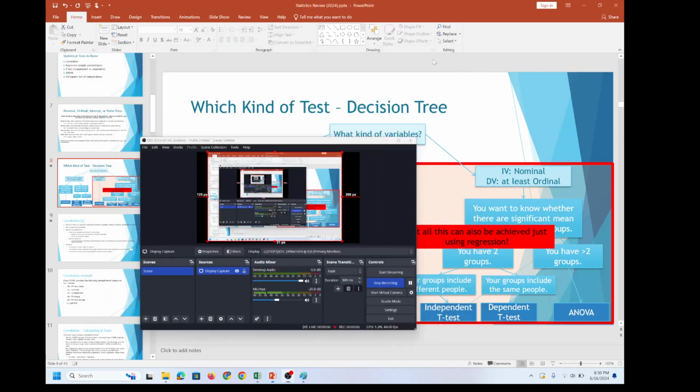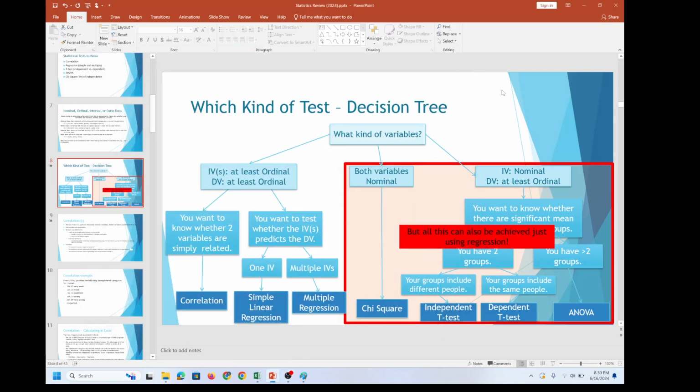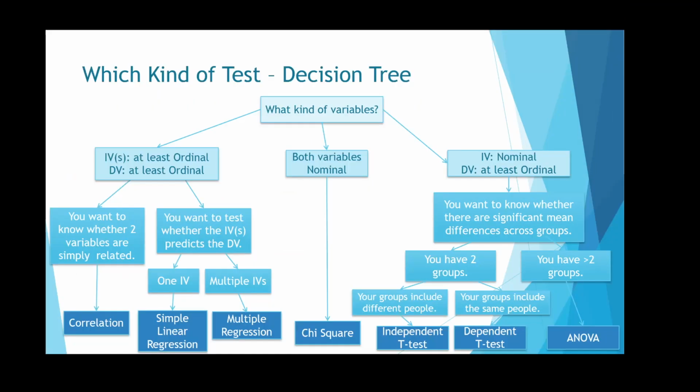Okay, so this is the last video covering the statistics review PowerPoint, and I want to revisit this which kind of test decision tree. So we've gone through all these tests at this point. Good job. So like I said at the beginning, the first thing that you need to do whenever you're trying to answer a business question with a data set, you need to ask what kind of variables do you have? Are they at least ordinal? Are they quantitative variables? If so, you're going to move to the left here.